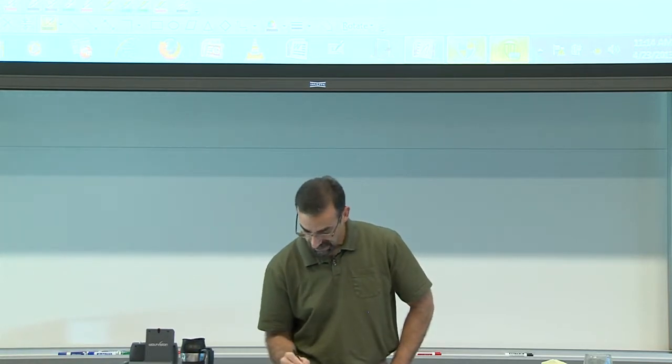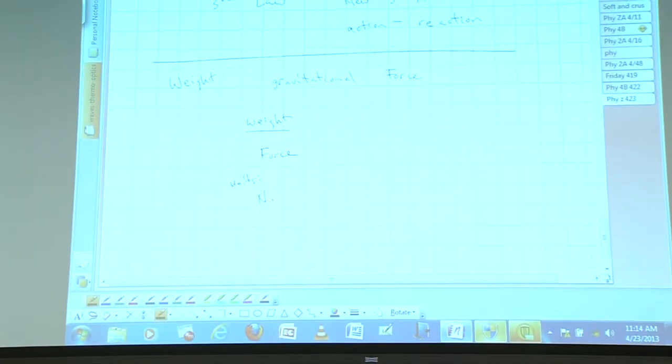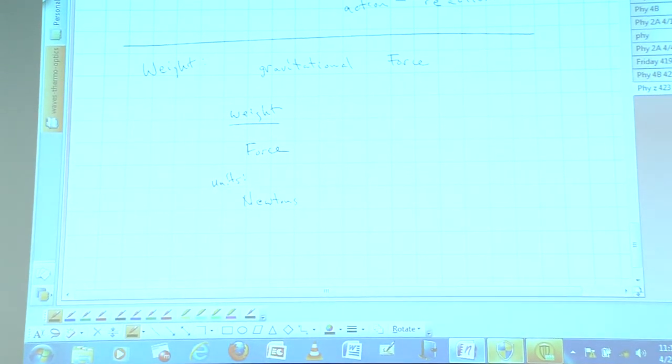So we look at these two things. They're very different, but we interchange them a lot. And one of the problems we have is the units we use for weight. Weight is a force. And so the units we use would be newtons. Use a capital N for newtons. That's our SI unit. That's the one we'll be using most of the time.